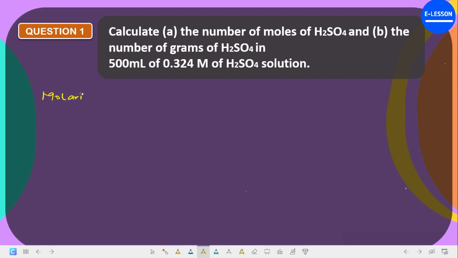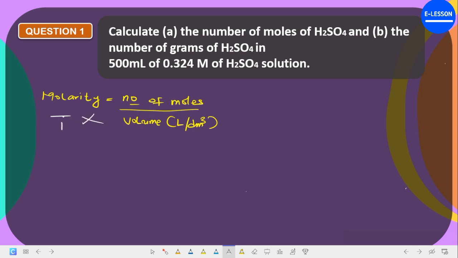Molarity is equal to the number of moles all over the volume, either in liter or in dm³. Now the first question says we should calculate our number of moles. So from molarity, if we make number of moles the subject of the formula, what are we going to have? Number of moles times 1 will give us number of moles, and this will be equal to the molarity times the volume. Of course, you know that this is part A of the question.